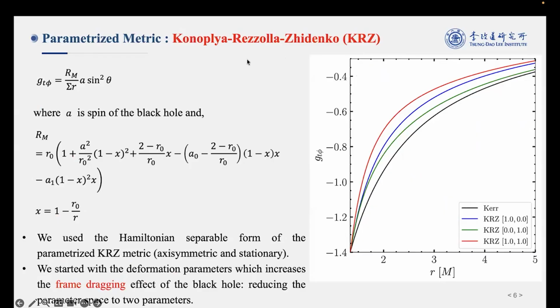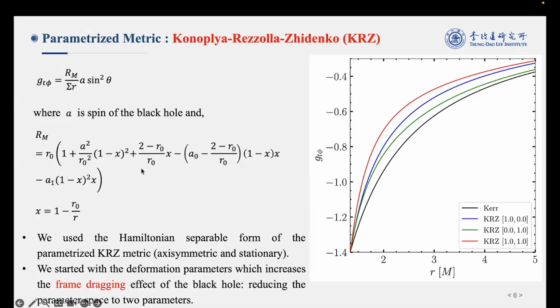In this metric, the interesting thing is that all of the known black hole solutions, like charged black hole solutions or scalar black hole solutions, can be mapped into this parameterized metric. And how do you do the mapping? You can always use its components like a0, a1, and so on to map all of the exact solutions of that black hole into this parameterized metric.